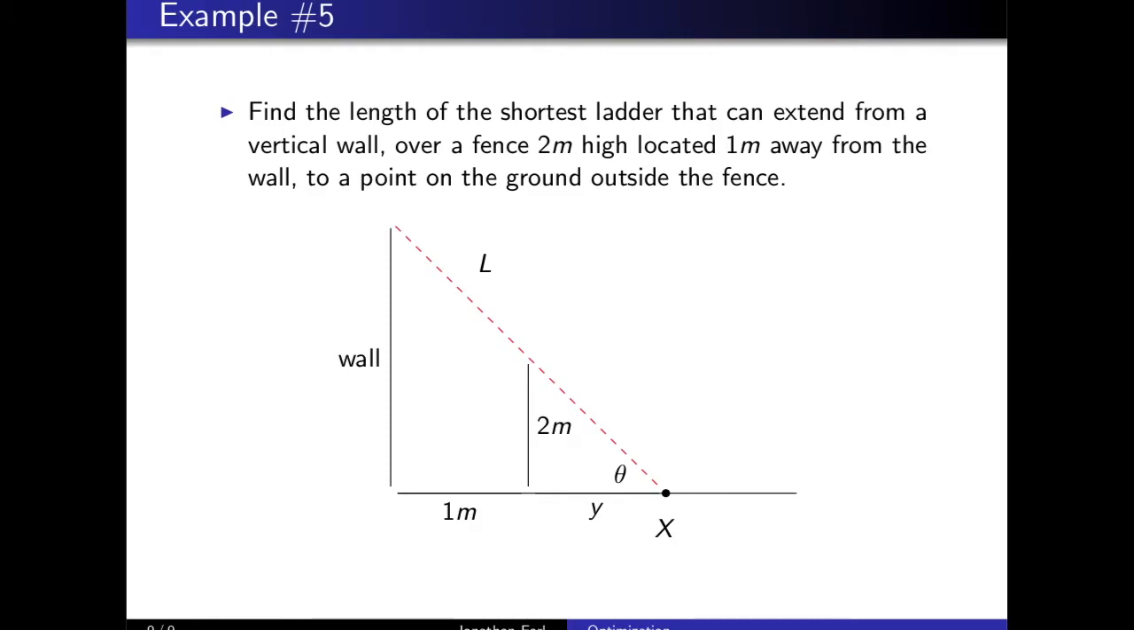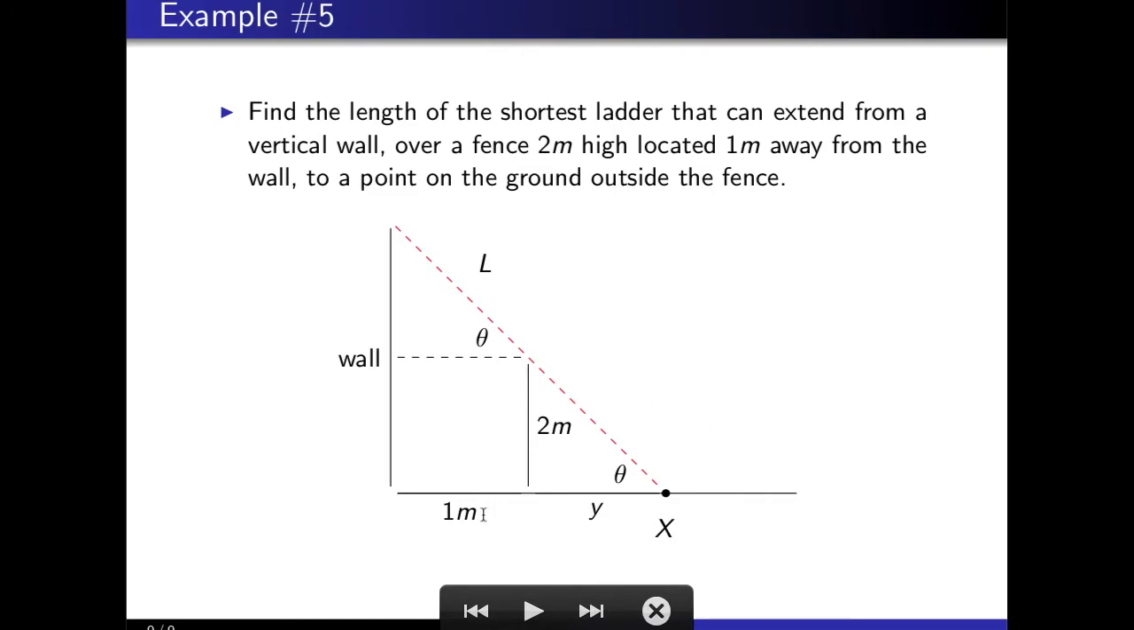So we have this point X that's sitting over here on the ground. We have a fence that is 1 meter away from this wall. Our fence is 2 meters high. Our length of the ladder is L, and then the distance from the fence to this point X is going to be given by Y, and then we'll also take this angle theta in here as well.